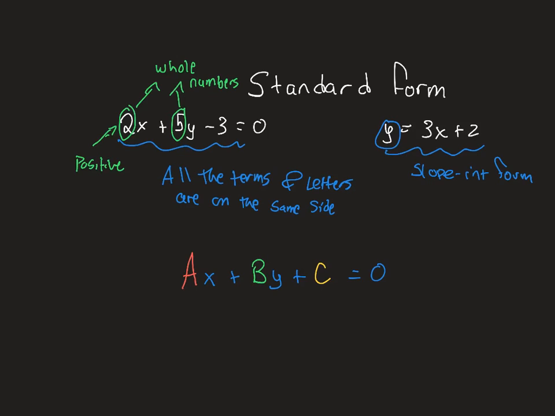So, as you can see in the example I had above, the a, the b, the c, those are all just numbers. Now, the a and the b are coefficients, and they belong respectively to your x and your y. Your c, on the other hand, is what they call your constant, which is basically the lonely number, the number that does not have any letter.